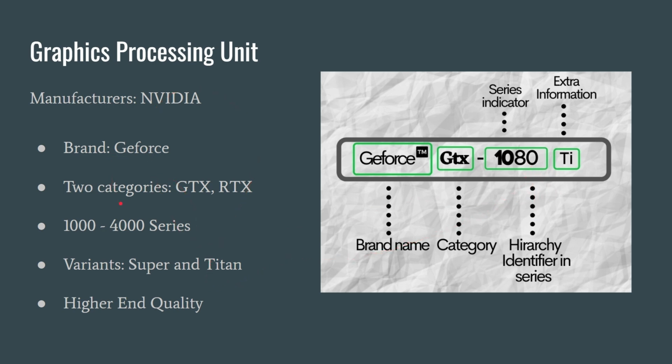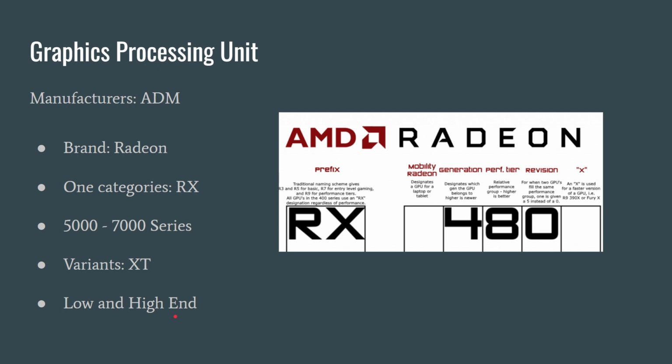For NVIDIA as a whole, NVIDIA currently really dominates the GPU market, and they typically have higher end quality. So the peak GPUs that NVIDIA sells, like the 4090, are some of the most performant GPUs in the whole world. So they dominate the higher end, but they also have some really good low end options. But most NVIDIA GPUs are going to be more expensive, and that's because they promise that higher quality. For AMD, similar thing here where the brand is Radeon, and they only have one category, which is RX, and they have a 5,000 to 7,000 series. So they didn't start at 1,000.